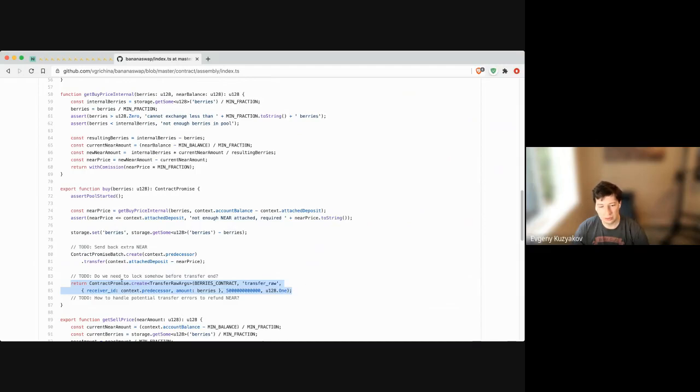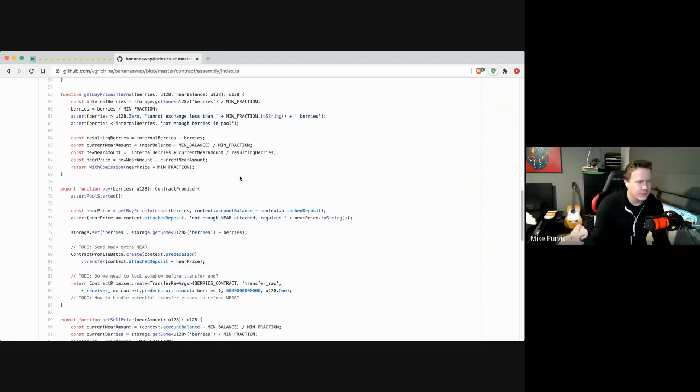And we do a transfer. So we basically just give the predecessor berries directly from the token contract. And that's it. This is the buying method. Any questions on this part?